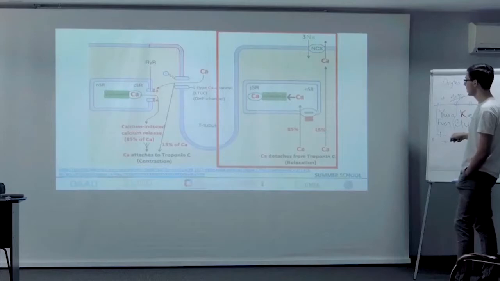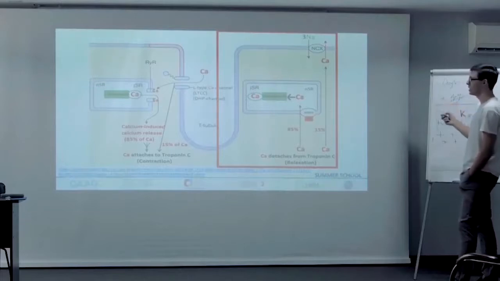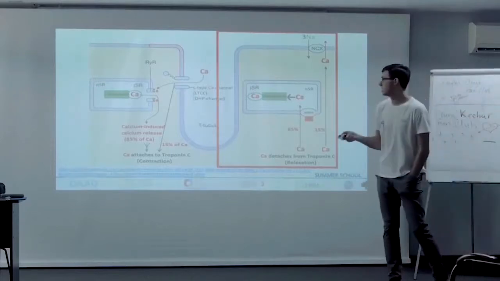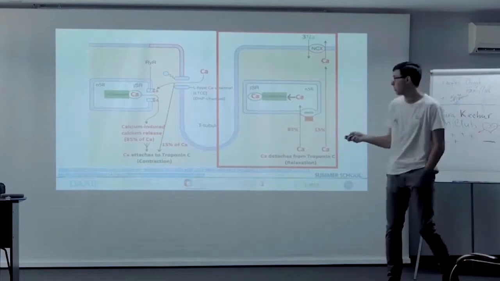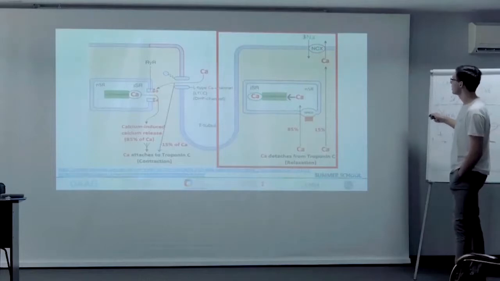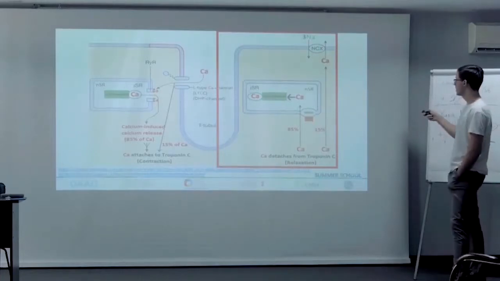And 15% of calcium goes out directly. Here 15% came in directly, here 15% goes out directly. We have this NCX. NCX is the sodium calcium exchanger. It's pretty simple. How does it work? 3 sodium come in, 1 calcium goes out. This is how one cycle works.